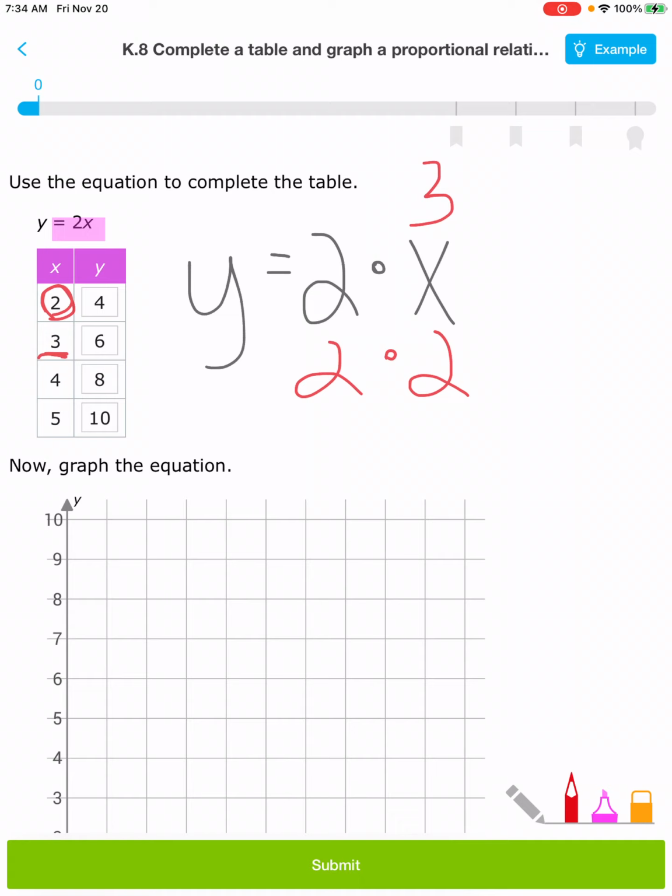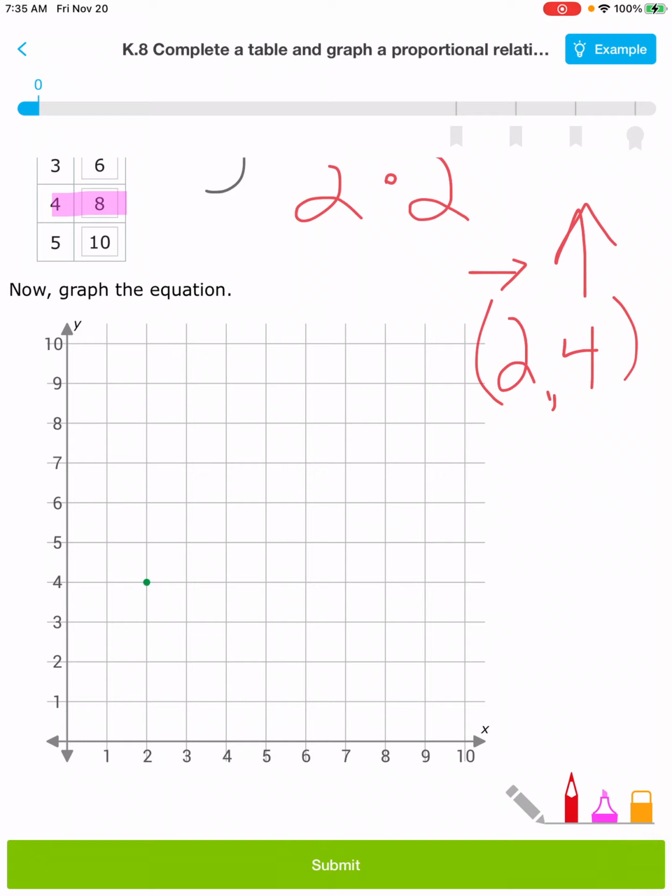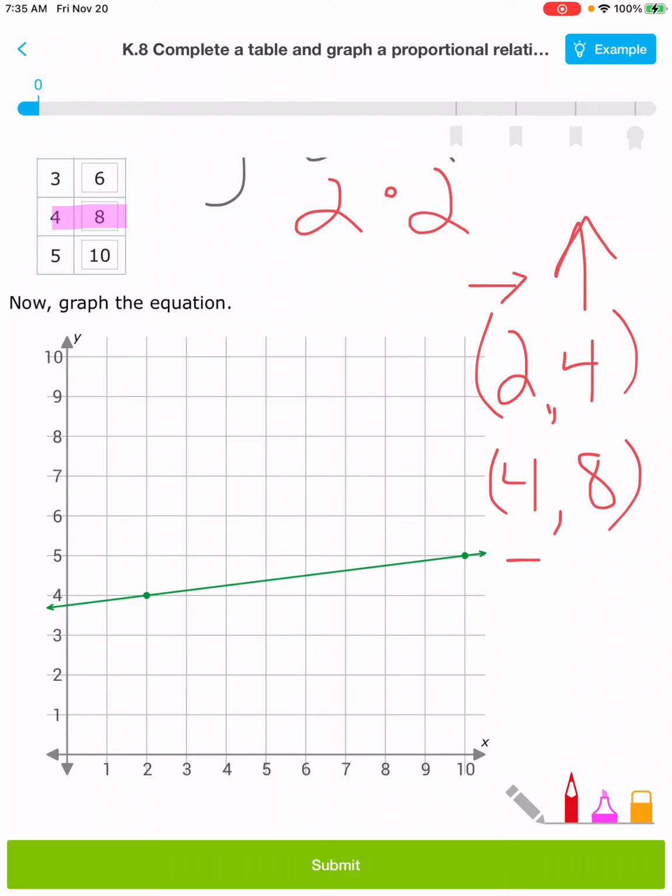Then after I'm done, I'm going to graph this on the graph they provide. You're going to choose any 2 points from the table. So I'm going to choose 4, 8, and 2, 4. And I'm going to graph these on the graph below. Remember, 2, 4 means I'm going to go right 2 and up 4. Right 2 and up 4, and I place a point there. Okay? 4, 8 means I'm going to go right 4 and up 8.